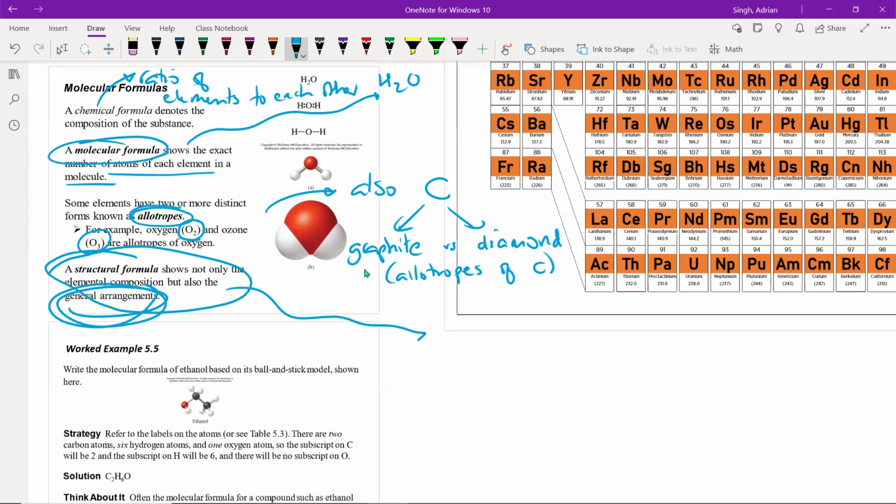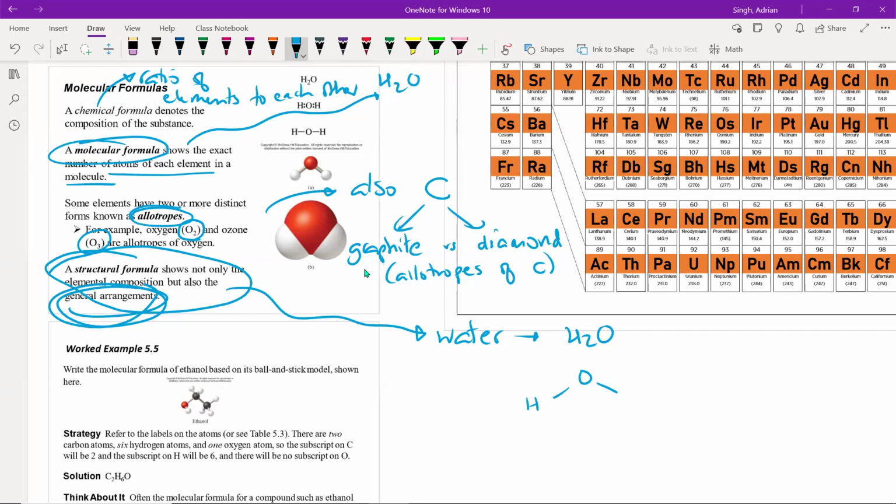Okay, so for example, if I look at water, water has a chemical formula H2O, which gives us the ratio of the atoms to each other. This is also the molecular formula. This doesn't tell me how the atoms are connected. How they're connected is known as a structural formula. And for water, it actually looks like this.